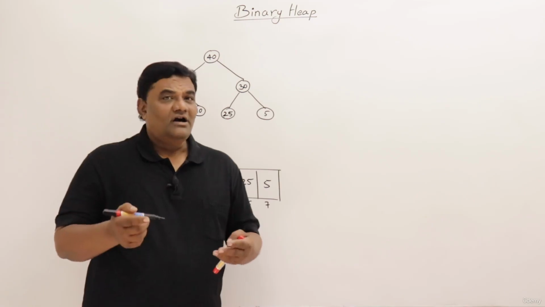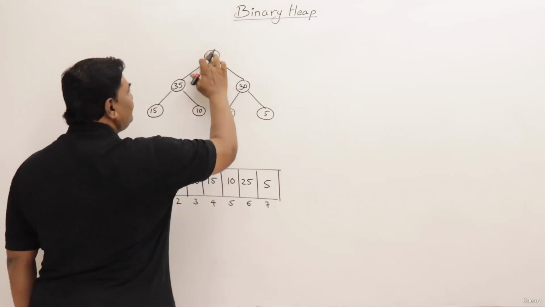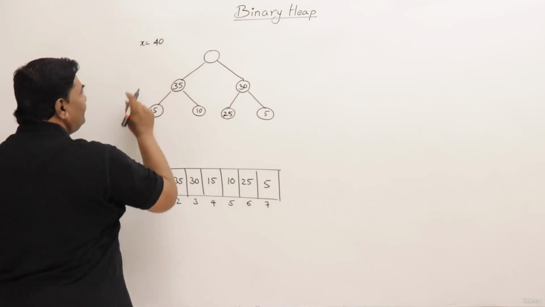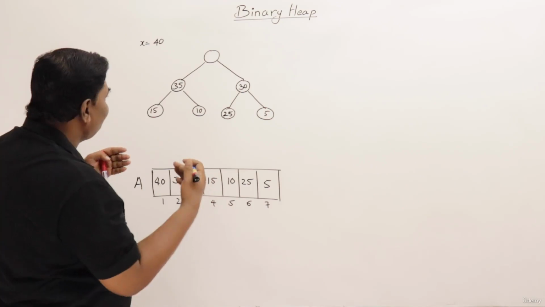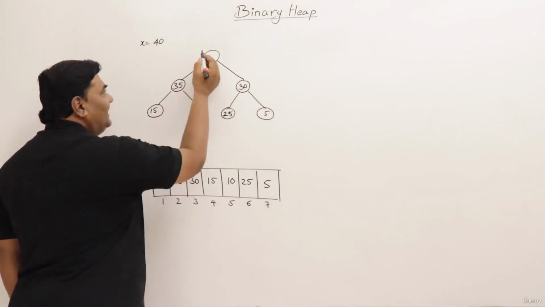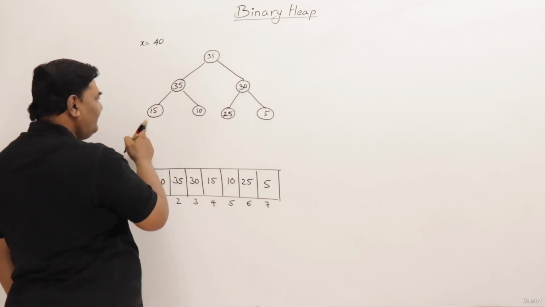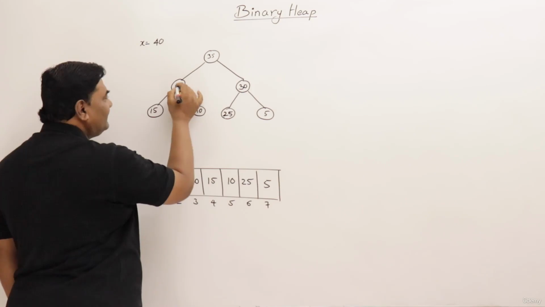Now, how to delete that 40? Okay, I will take out 40 from here. 40 is gone. Let us take it in some temporary variable. Hold it for some time. Then which element should come here? Common sense says that 35 is greater, so it should come here. Okay, I will send 35 there. Then who should come here? 15 is greater, so 15 should go there. Okay, 15 will go there.